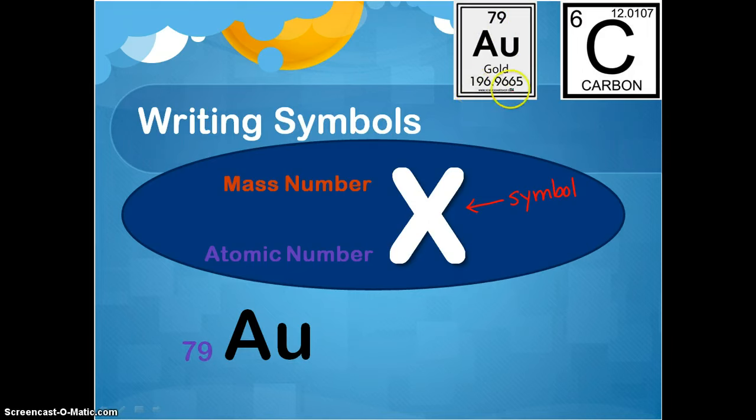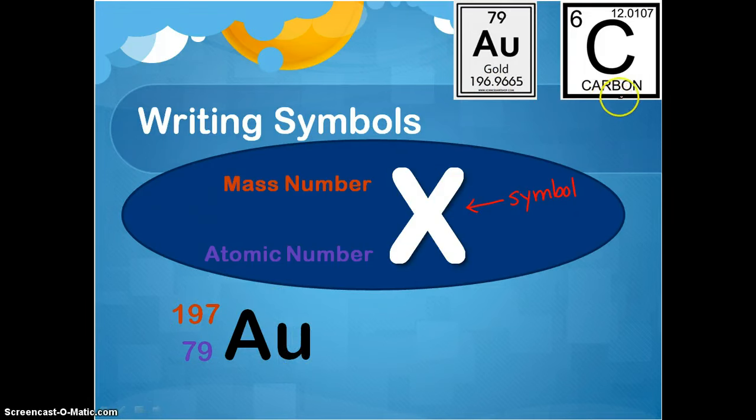Now I have this long decimal number, and when it's a decimal, it's not that good to me, so I want to round that off to a whole number. I'm going to use those typical rounding rules that we've learned in math. So I'm going to look at that number after the decimal place. Is it 5 or greater? It is. 9 is greater than 5. So I'm going to round this number up to the next whole number. So 196 rounds up to 197. And this is going to be my symbol for gold.